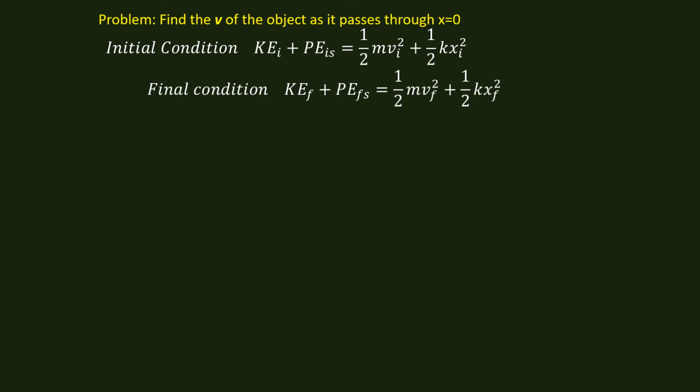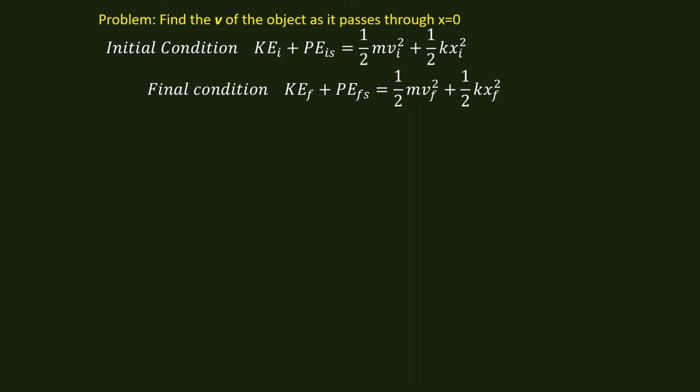So let's look at a problem. Find the velocity of the object as it passes through 0. That's x equals 0. That's the initial condition. This is the final condition. So these are all the equations that we would want to have at our disposal so that we can take and choose what we will apply to this problem.